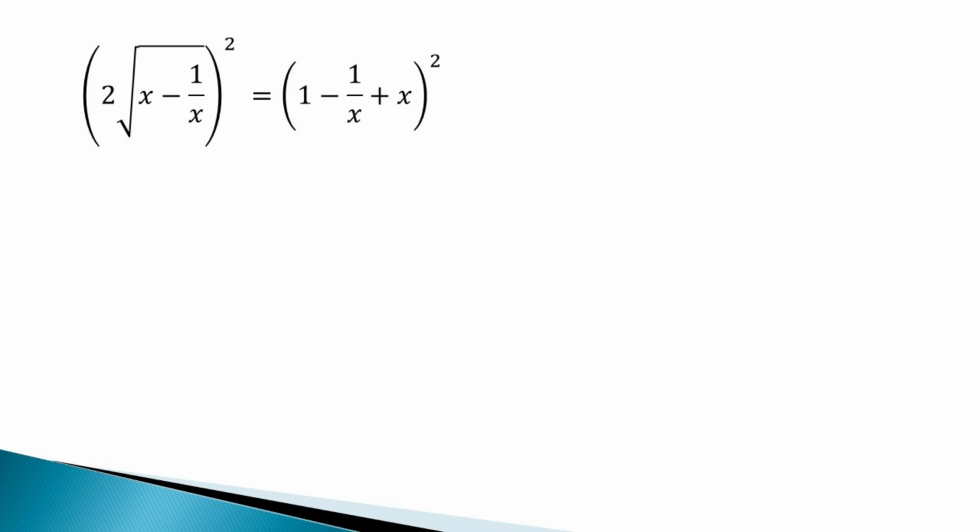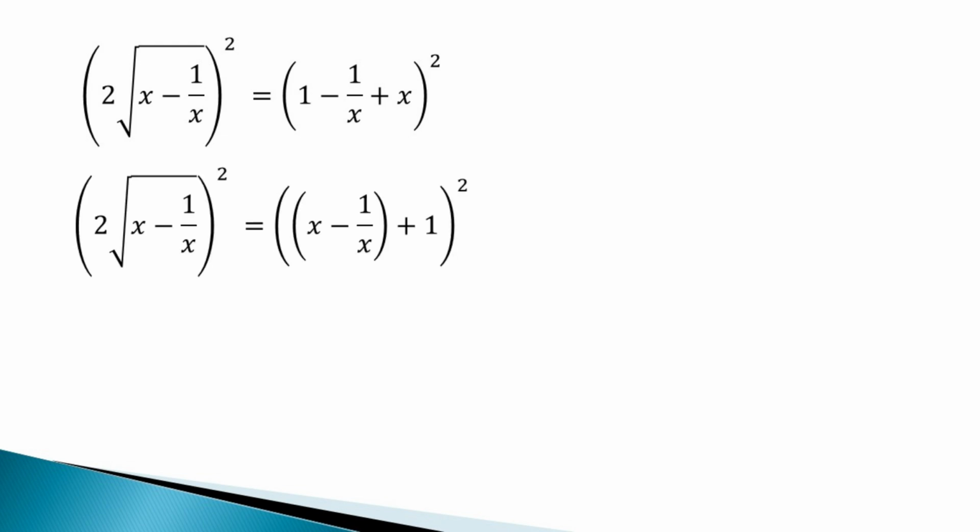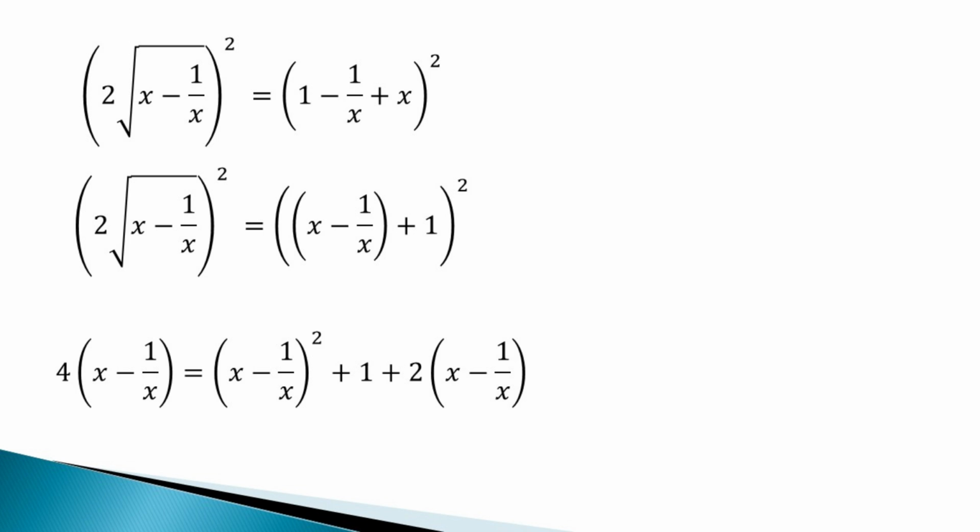At this juncture, we can simply square and solve the whole equation in x, but again we will land with a fourth order polynomial. So to avoid that situation, even at this point, the terms in the right hand side are adjusted and the equation can be written with right hand side being equal to x minus 1 by x plus 1 whole square. X minus 1 by x is grouped together, and now squaring both sides. On the left hand side, 2 square becomes 4 and the square root sign goes off, and on the right hand side the expansion gives x minus 1 by x whole square plus 1 plus 2 into x minus 1 by x.